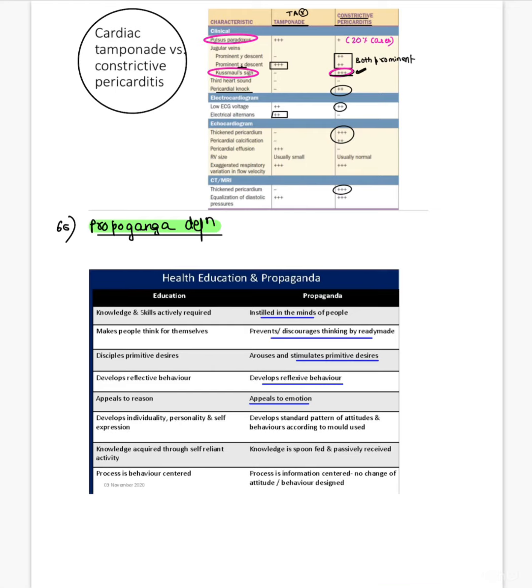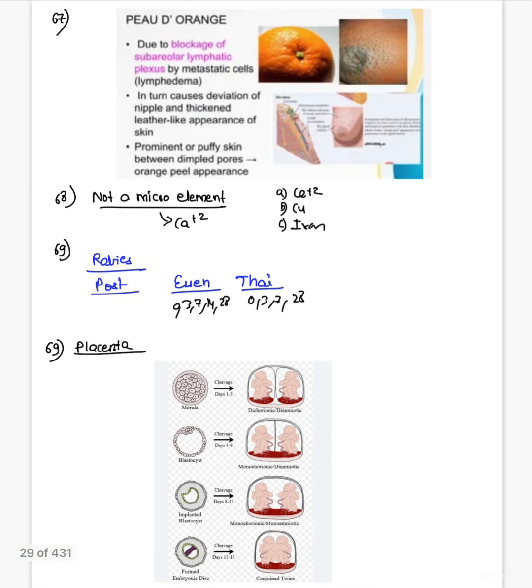In education, the person is thinking on what to do, guys. That is important here. In propaganda, the knowledge is spoon fed, and the knowledge is information centered. You are not giving them a chance to think. You are just giving them information and saying do this, don't think, guys. So that is important.